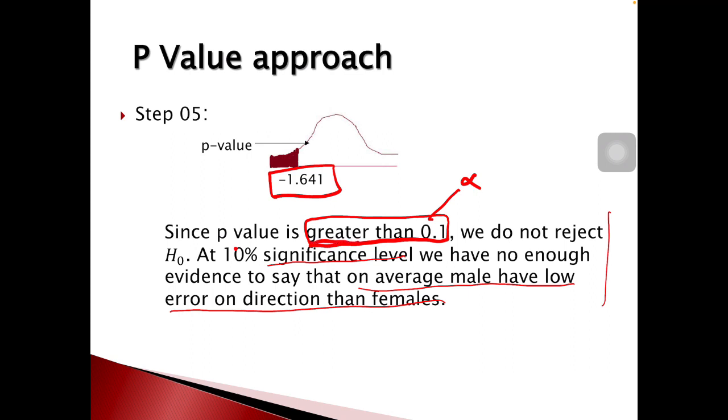The p value is greater than 0.1. That's why we decide about H naught, whether we reject or not. Okay, this p value is greater than the given alpha, so we do not reject.